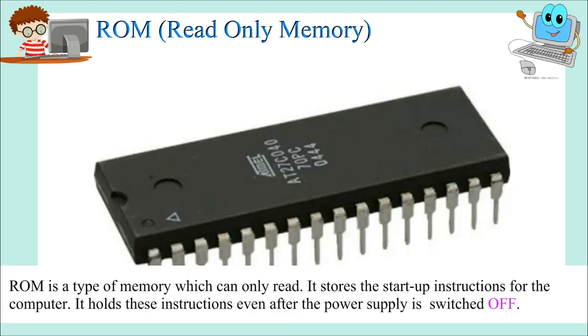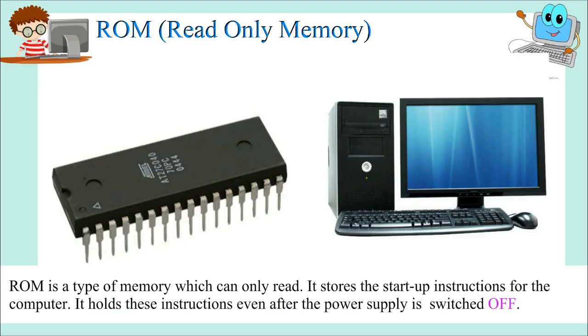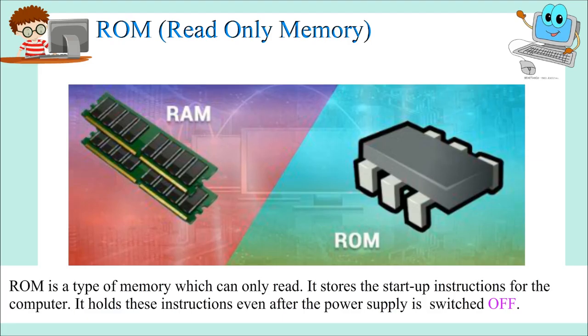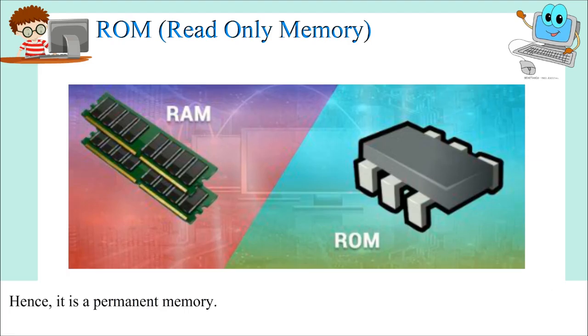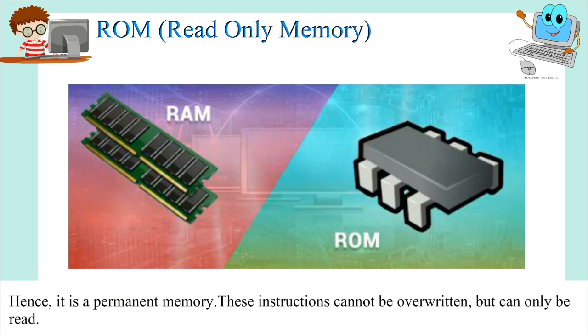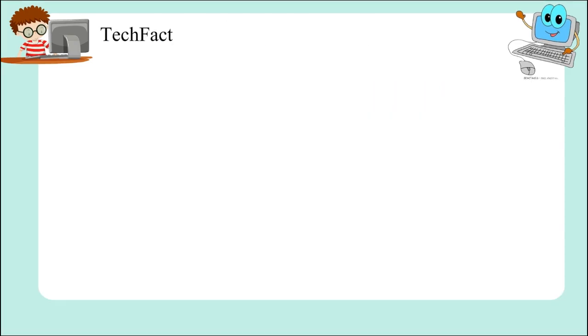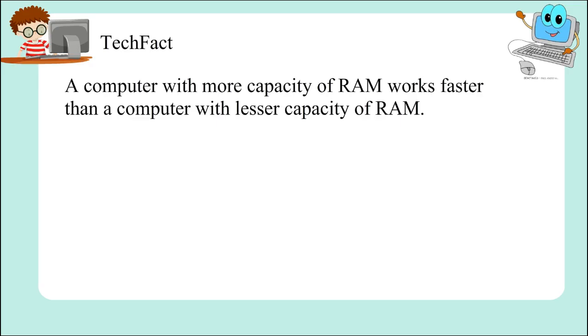ROM, read-only memory. ROM is a type of memory which can only be read. It stores the startup instructions for the computer. It holds these instructions even after the power supply is switched off. Hence, it is a permanent memory. These instructions cannot be overwritten, but can only be read. Tech fact: a computer with more capacity of RAM works faster than a computer with lesser capacity of RAM.